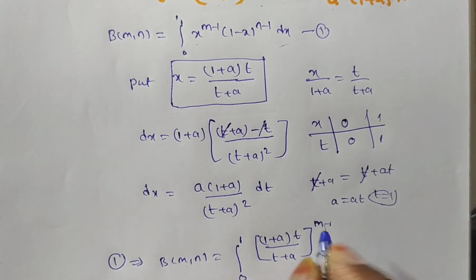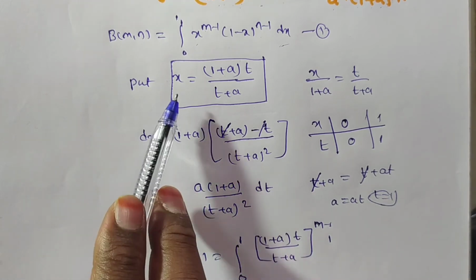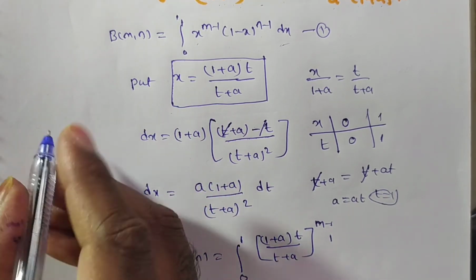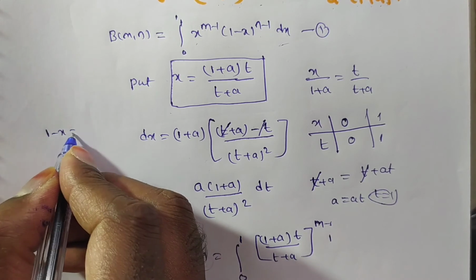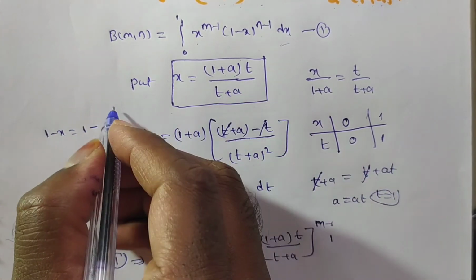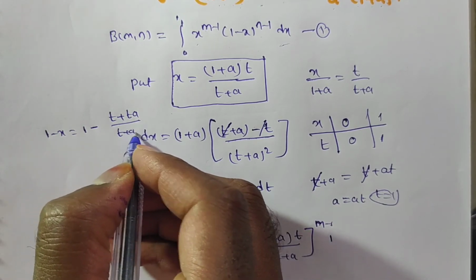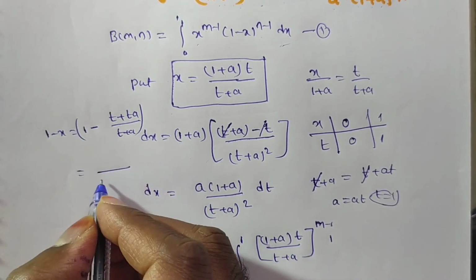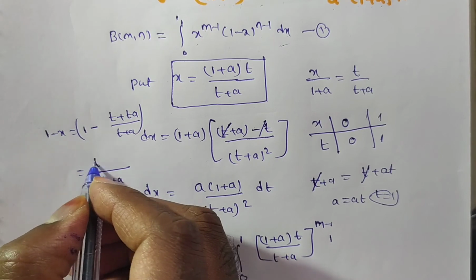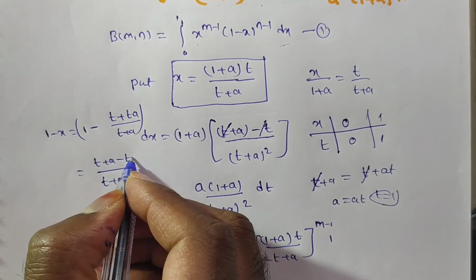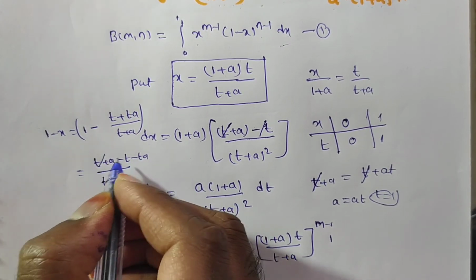Next 1 minus x. It's better to find out 1 minus x here only. I am doing, you see, 1 minus x is equal to 1 minus, you multiply inside, then you will have t plus ta by t plus a. Now what is the LCM for this? t plus a. Then you will have t plus a minus ta minus t, t minus t getting cancelled.